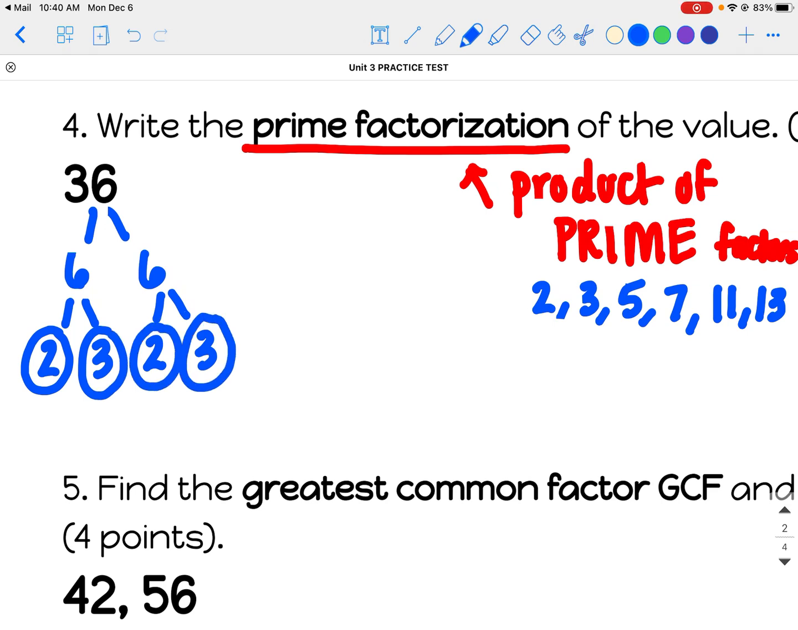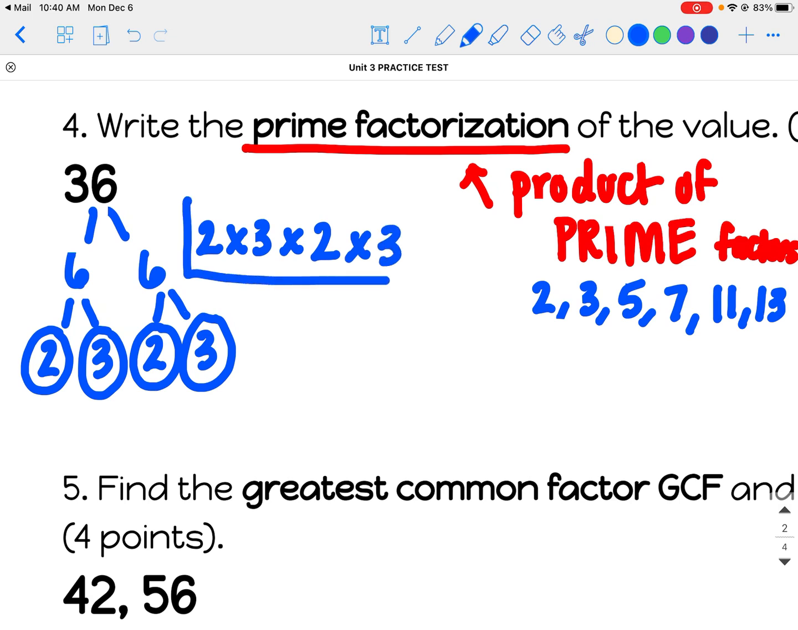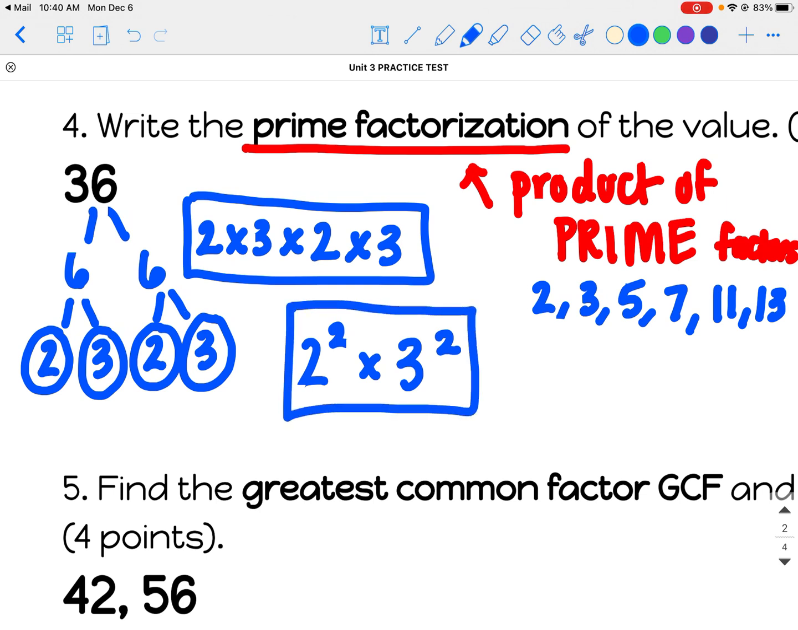And I am almost done. The last thing I need to do is just write this as a product. So I would just do 2 times 3 times 2 times 3. Of course, if those weren't in that exact order, that'd be okay because multiplication is commutative. Or you could have written 2 to the second, since 2 is repeated twice, times 3 to the second, since 3 is repeated twice. Either one of those would work as a prime factorization.